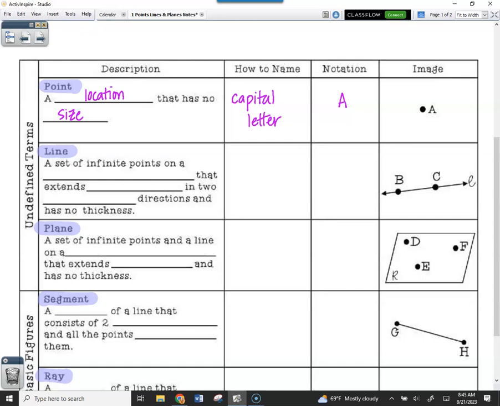Next, let's look at line. That would mean a set of infinite points. What does infinite mean? Never ending. Can't count them. There's too many, and it keeps going. A set of infinite points on a straight path that extends forever in two opposite directions. And it has no thickness. So it's very similar to a point in terms of there's no depth to it.